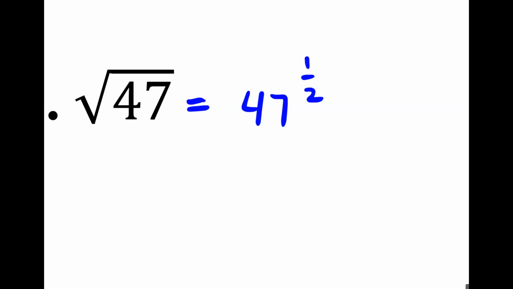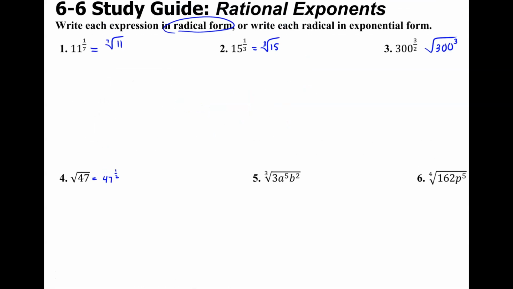What is this one? 47 is a prime number. Wait, what's it wanting? The radical form? Did I delete the directions? Or write each radical in exponential form. Okay, so 47 to the 1/2.